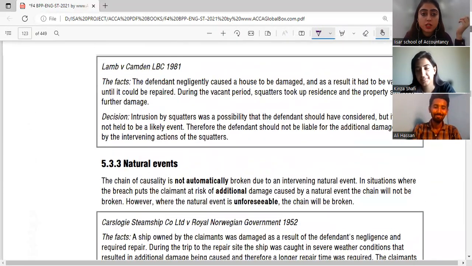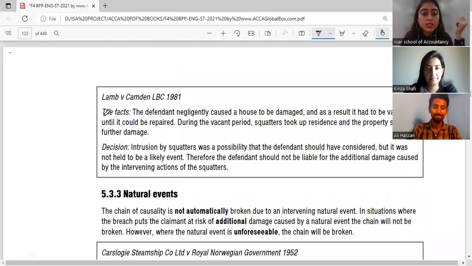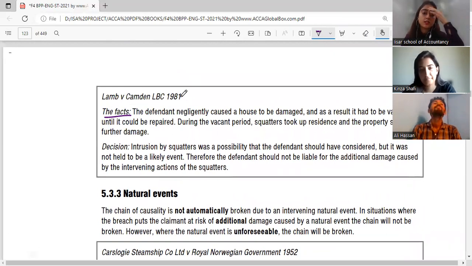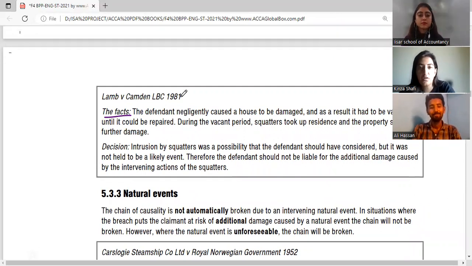So there is a case over here, let's go through it. Lamb versus Camden, the facts. Kinza, please read. The defendant's negligence caused a house to be damaged. As a result, it had to be vacated until it could be repaired. During the vacant period, squatters took up residence and the property suffered further damage. Intrusion by squatters was a possibility that the defendant should have considered, but it was not held to be a likely event. Therefore, the defendant should not be liable for the additional damage caused by the intervening action of the squatters.